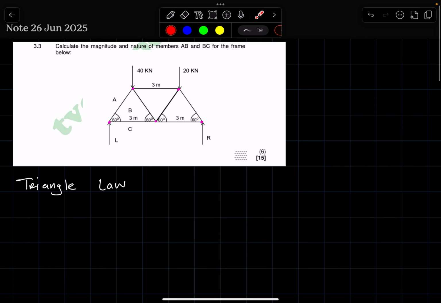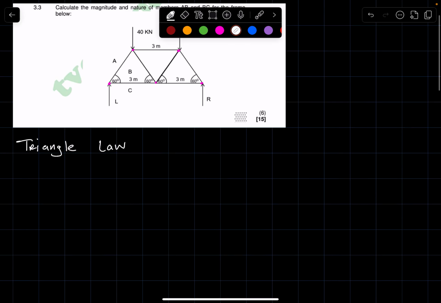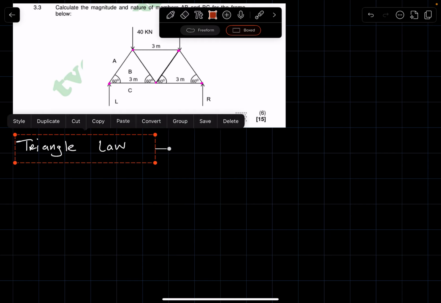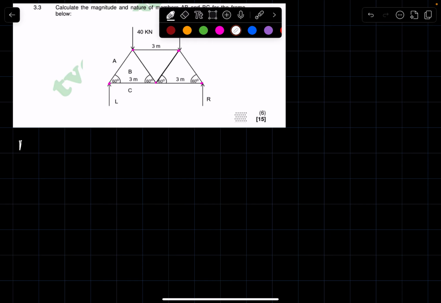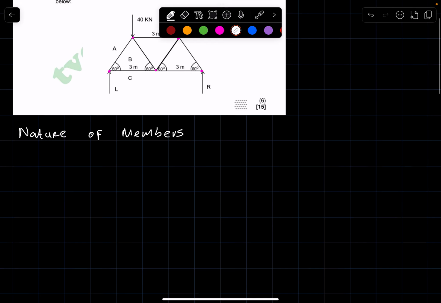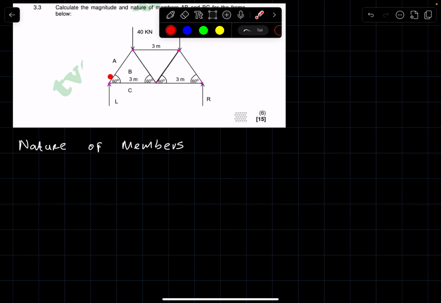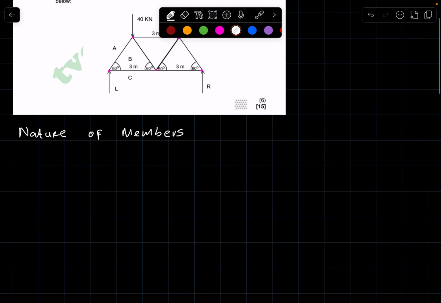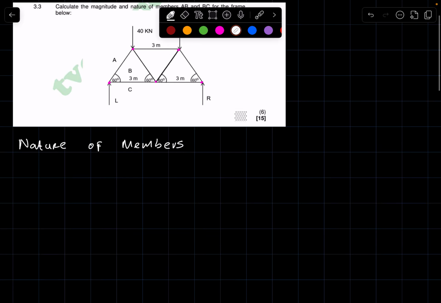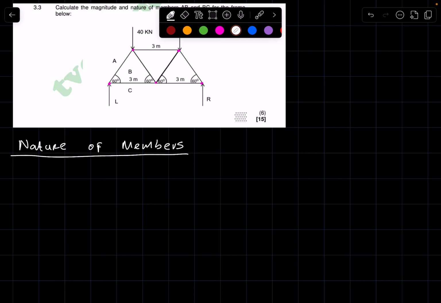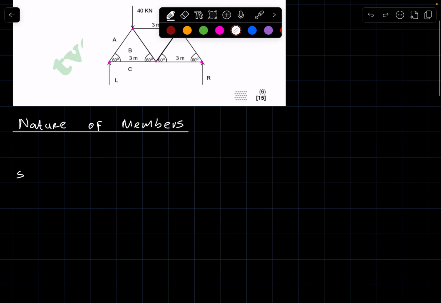Now, in determining the nature of the members, essentially you have member AB, member BC, and then you have this external force. So in terms of the nature of the members, a member is either a strut, or a tie.